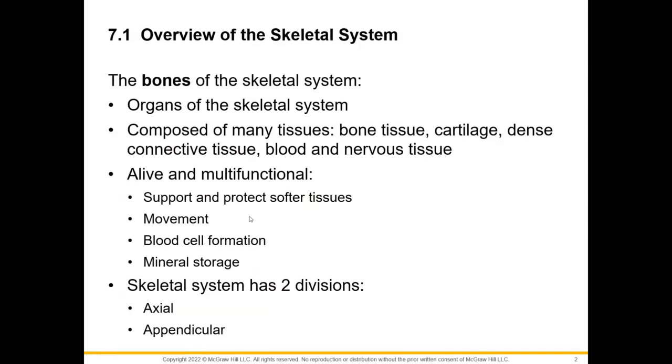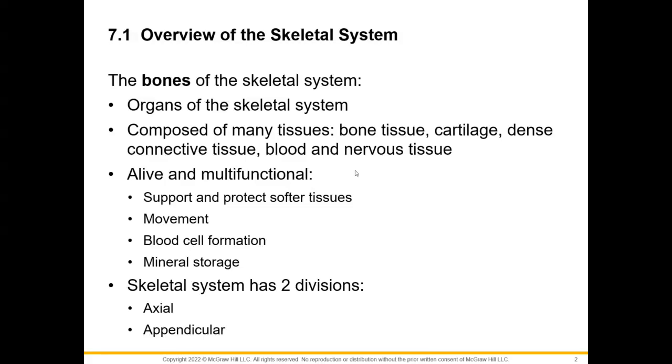Okay, so we actually say that the bones really are the organs of the skeletal system. And that makes total sense when you think about that definition again, going back to the first chapter on organs. And remember, an organ is a group of tissues working together for a common function. And there's actually several different types of tissues that you will see when we talk about skeletal system, not just bone tissue.